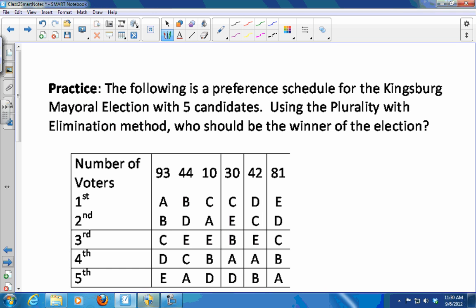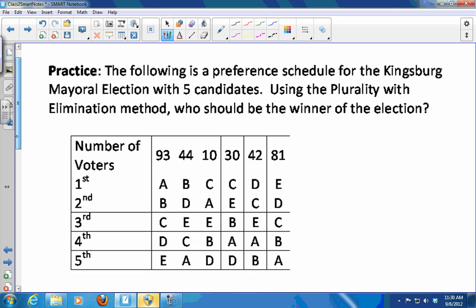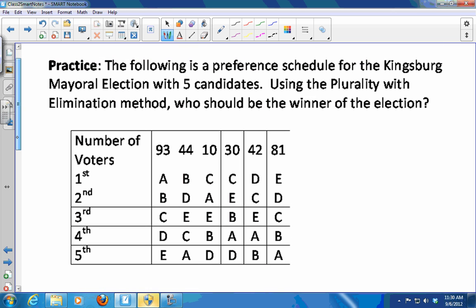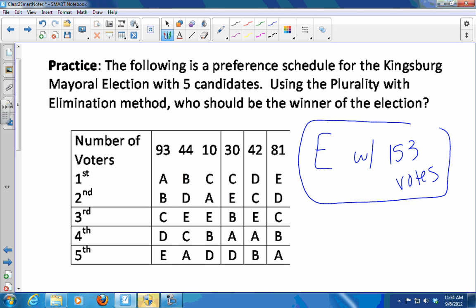Okay, so here's a practice. I want you to use the plurality with elimination method to determine the winner here. All right, so I saw a lot of people come up with E as the winner with 153 votes. Okay. So if you did not come up with E or 153 votes, then you've made a little mistake somewhere. Check with your group, or you can ask me after class and we'll go over it then. I like this one.